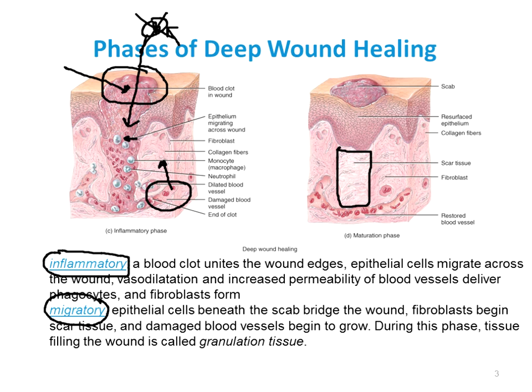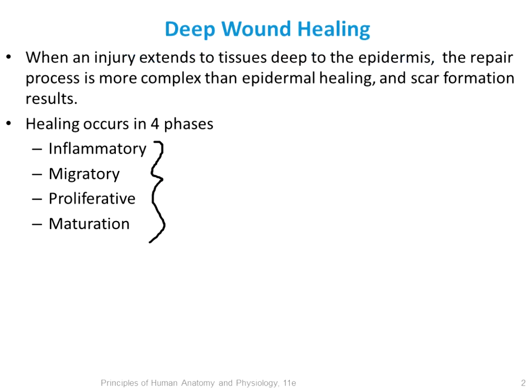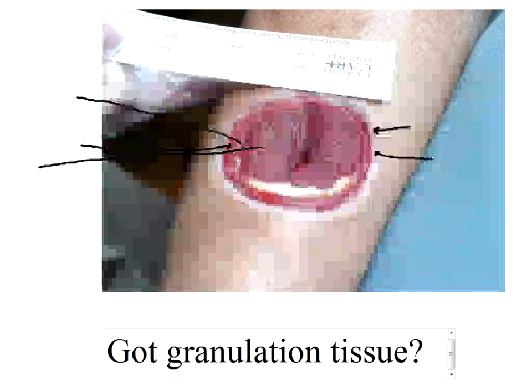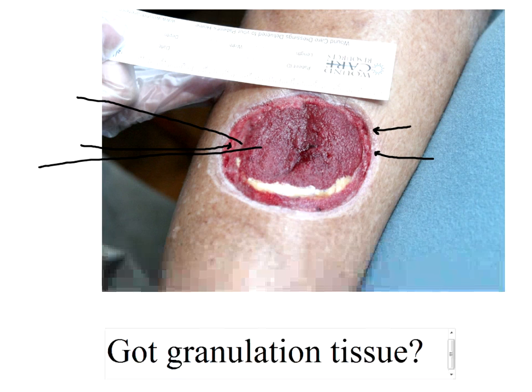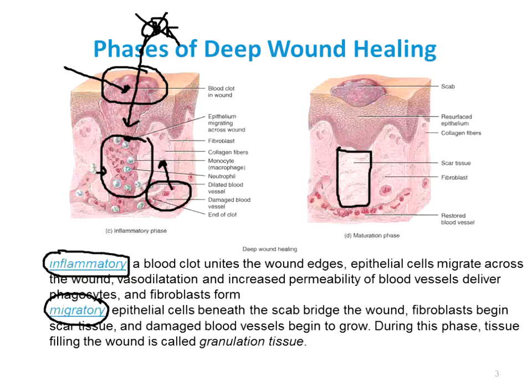So anyway, you have blood vessels beginning to grow, new ones that were disrupted beginning to grow. And during this phase, the tissue filling in the wound, all this stuff here, is called granulation tissue. And that's good. That's actively growing, healing tissue. So when we ask back here, got granulation tissue, we should say, yes, we sure hope so. That is granulation tissue filling that wound.